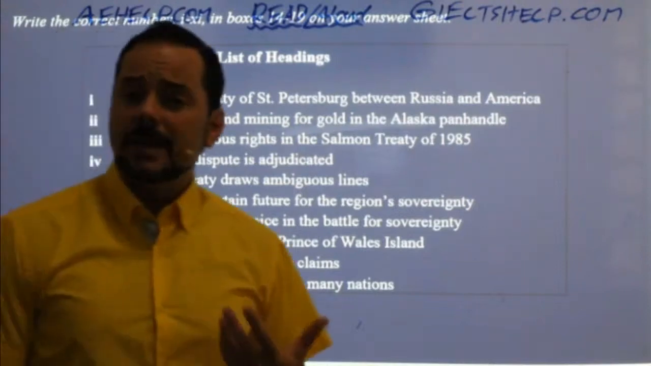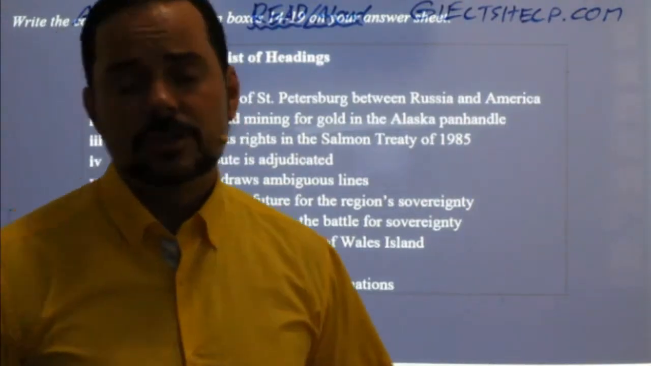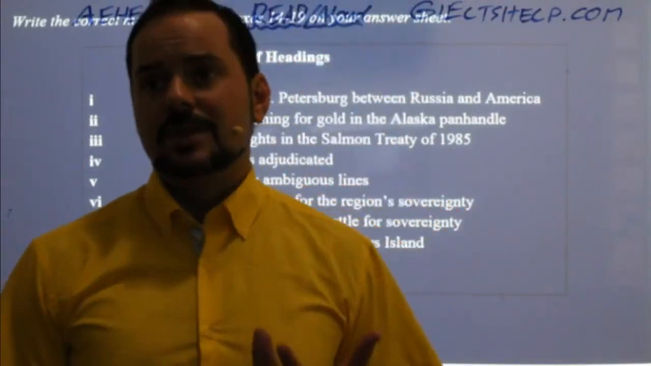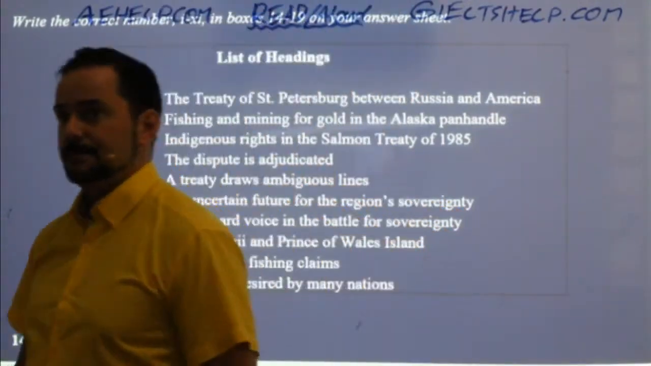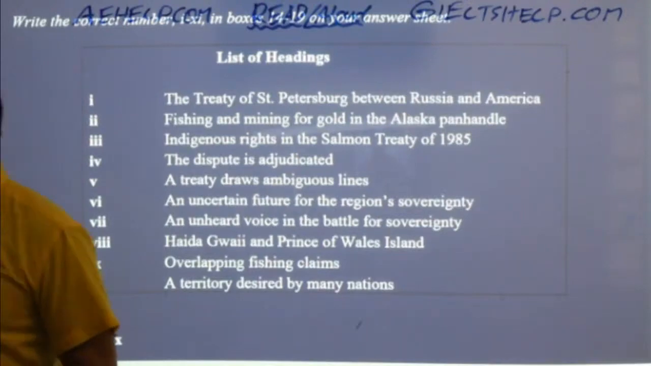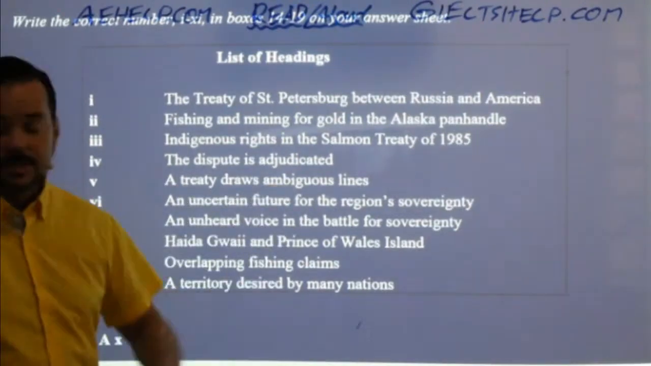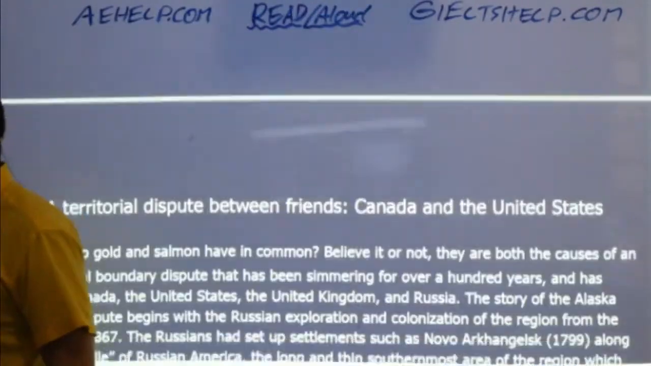The people who make the IELTS exam, they know that students are trying to do this, and so they create questions in such a way that it doesn't work, okay? All right? So just be very careful. Yeah, 5 is the correct answer, okay? So a treaty draws ambiguous lines, okay?